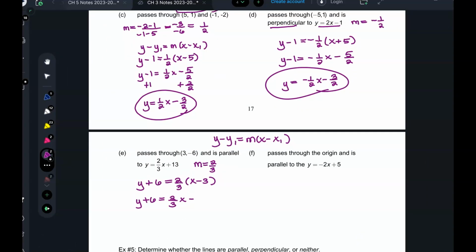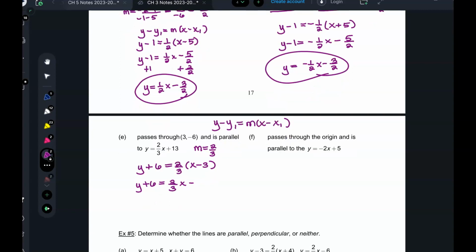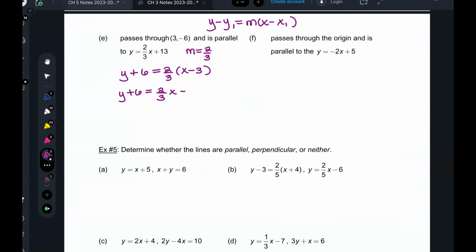Yeah, what would 2/3 times a minus 3 be? Minus 2. Yeah, just a minus 2 because these would cancel. So this one actually works out nicer. What do we get? y equals 2/3 x minus 8. Oh, right, because it's subtract. Okay, one more of these.